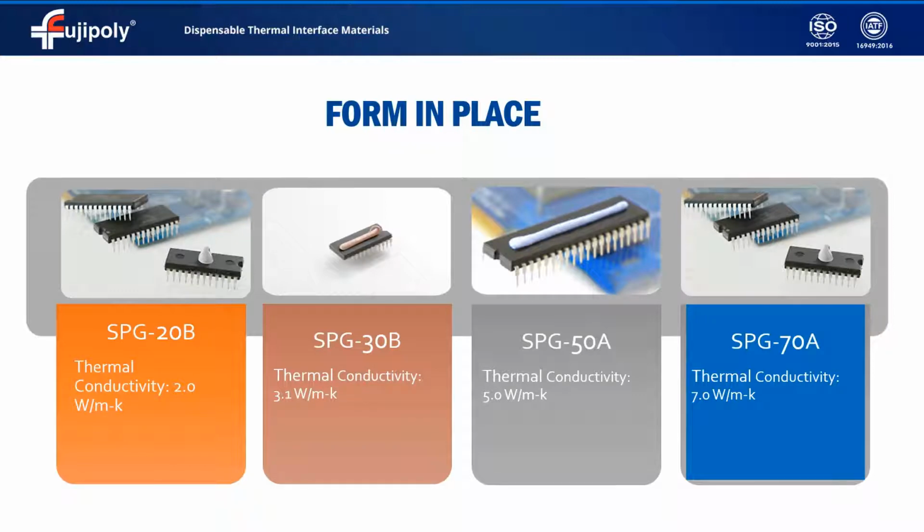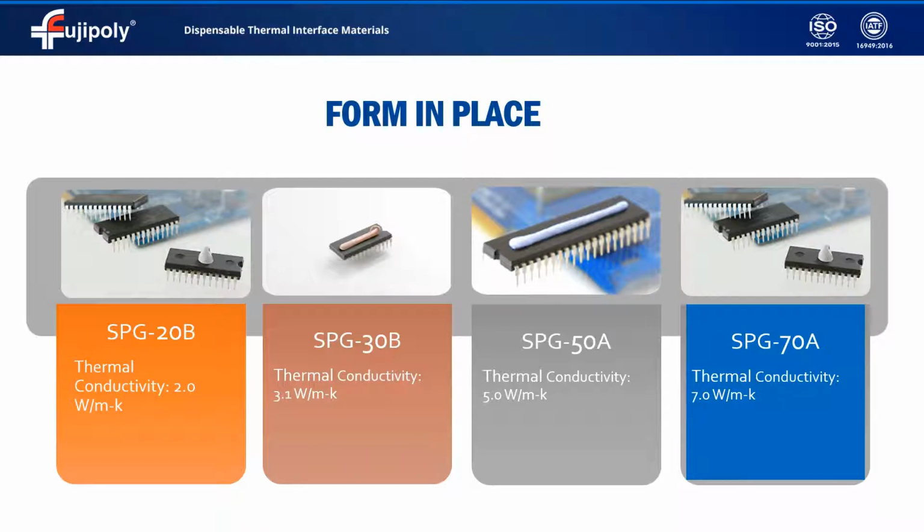Form-in-place material is our most popular type of dispensable TIM. We have our SPG series of silicone-based materials, ranging from 2 watt per meter Kelvin all the way up to our brand new SPG 70A, which is a 7 watt per meter Kelvin material. So the form-in-place materials are gap-filling gels. They tend to have a higher viscosity, and they have a high concentration of fillers to give them that high thermal conductivity.